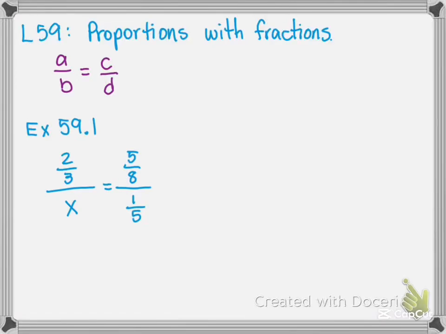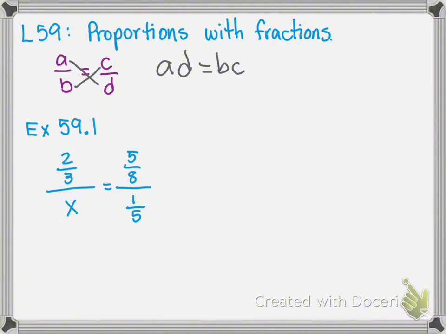Lesson 59 is on proportions with fractions. Remember that a proportion is a comparison of two fractions, like we have here, a fraction that equals another fraction. And when we have that, we can cross multiply and have the same result. So for example, if I multiply A times D, that is the same as if I multiply B times C. And that's what we're going to be using to solve these proportions.